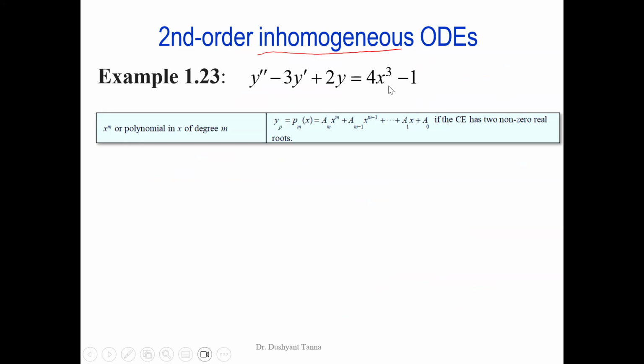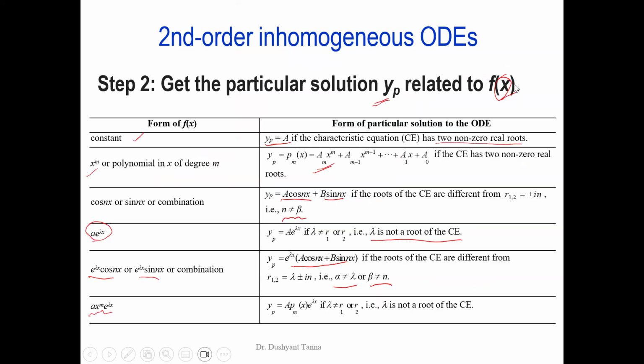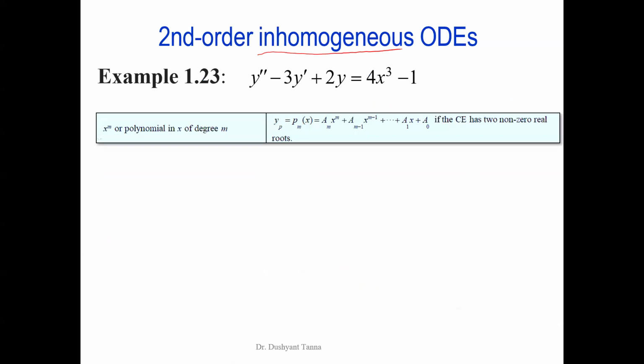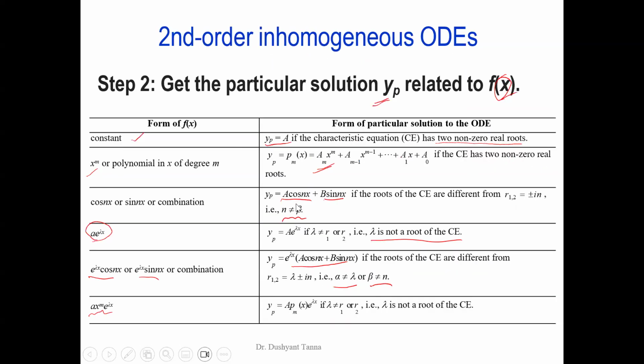So what is your right-hand side? It's a polynomial, p(x) or f(x) we call it, is a x power m polynomial in x. So that's of this form, okay? It's a degree 3. Degree is the highest power, okay? So what we do here, let's look at the example. First of all, let's follow the step-by-step thing. So we know it's an inhomogeneous second order ODE. So we'll follow this method of 4 steps. What were the 4 steps?